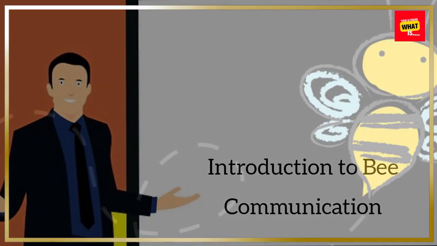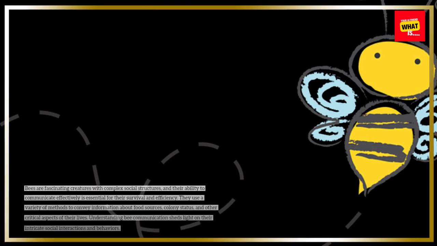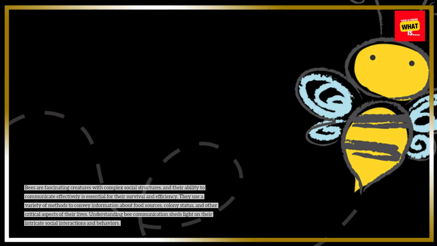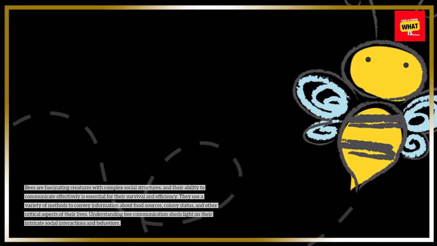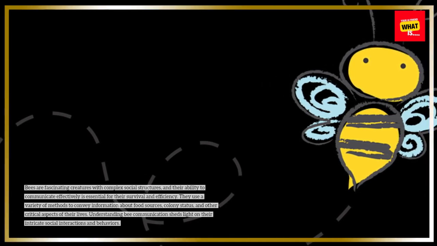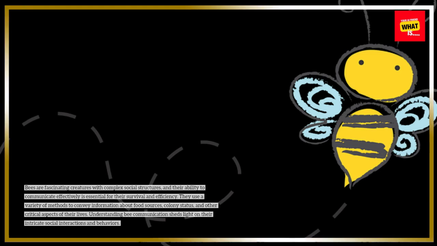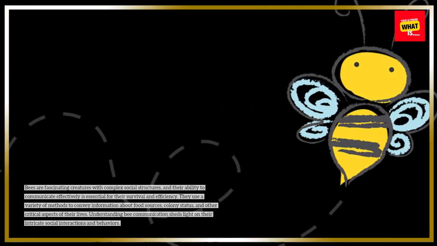Introduction to bee communication. Bees are fascinating creatures with complex social structures, and their ability to communicate effectively is essential for their survival and efficiency. They use a variety of methods to convey information about food sources, colony status, and other critical aspects of their lives. Understanding bee communication sheds light on their intricate social interactions and behaviors.